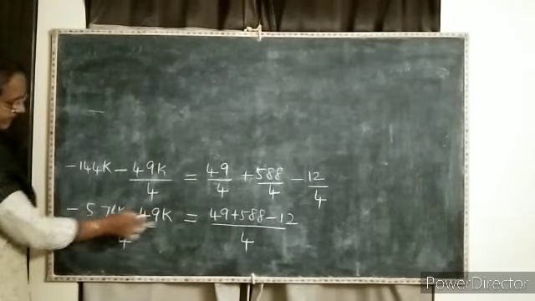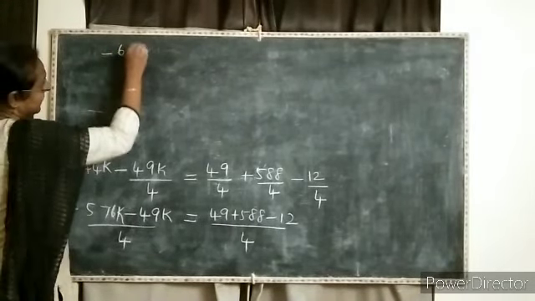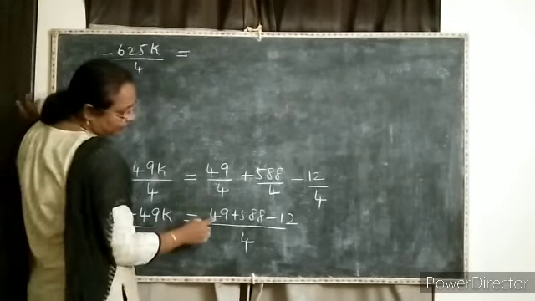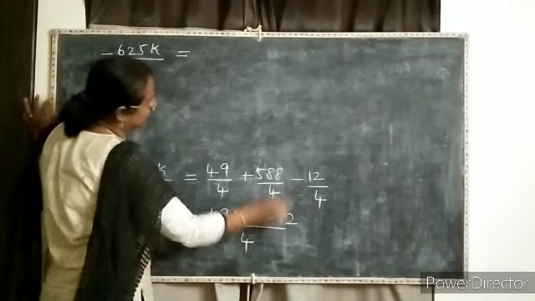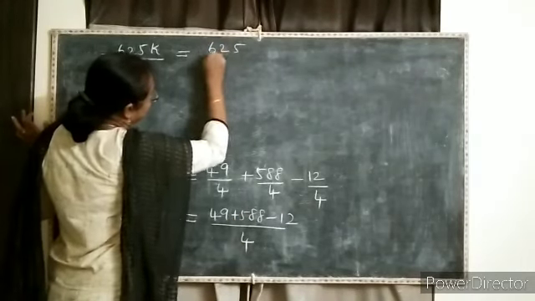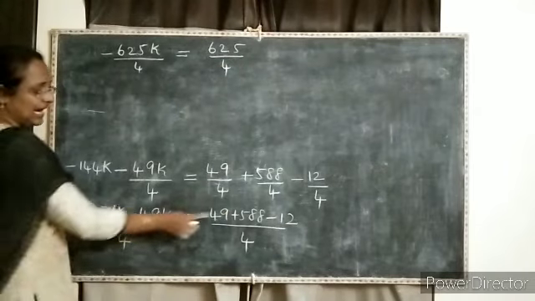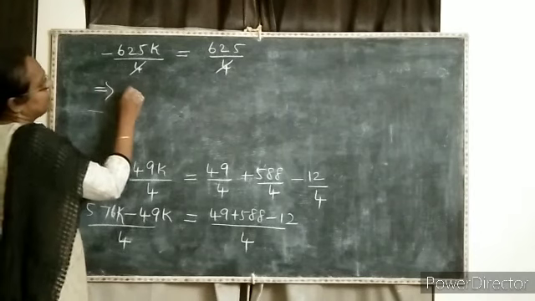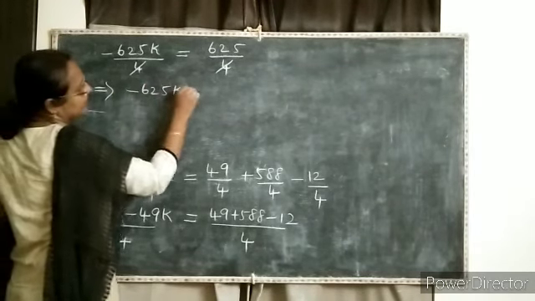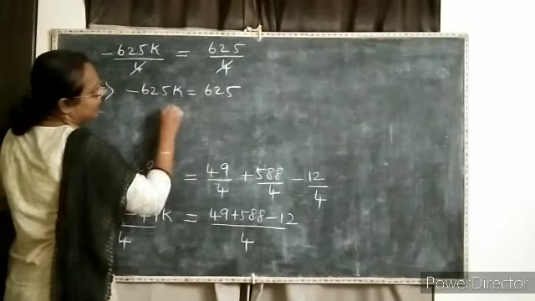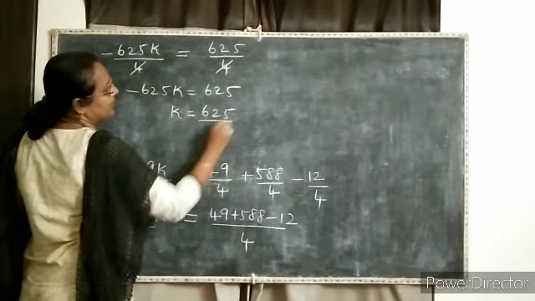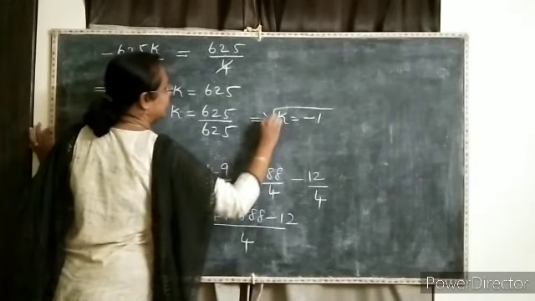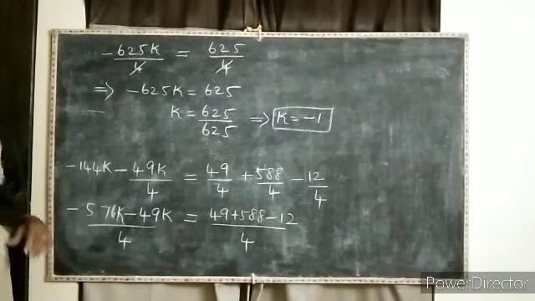576K minus 49K will give you minus 625K divided by 4. When you simplify 49 plus 588 minus 12, again here also you will get 625 divided by 4. Check it out, add it and subtract it. Now 4 and 4 are getting cancelled. So this implies minus 625K is equal to 625. So K is equal to minus 625 divided by 625, which will lead on to K is equal to minus 1. So we have found the value of K.